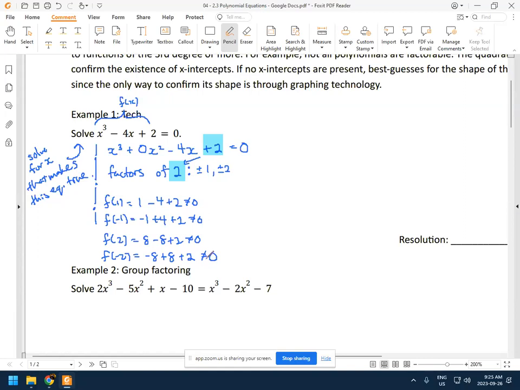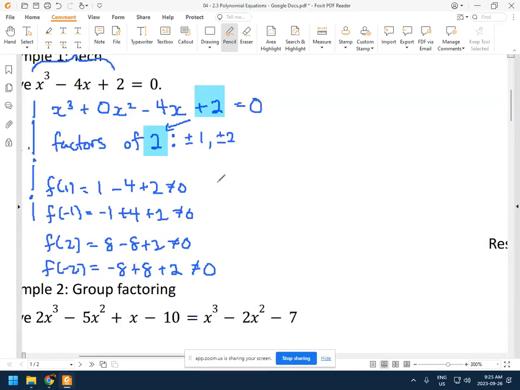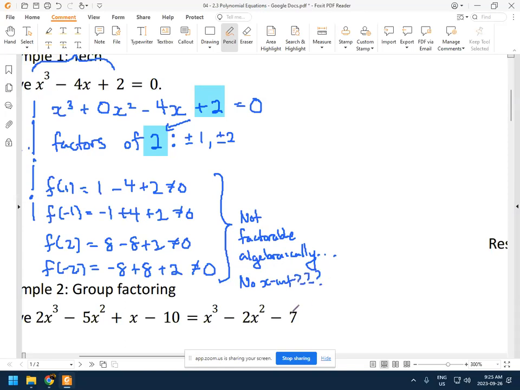What does that tell me? Did I miss a number? Not according to the theorem. Lucas? It's not factorable, yeah. Not factorable, at least algebraically. So does that mean no x-intercepts? You have to check.